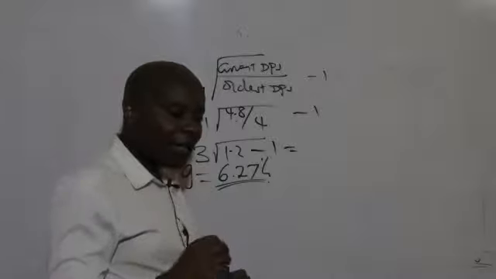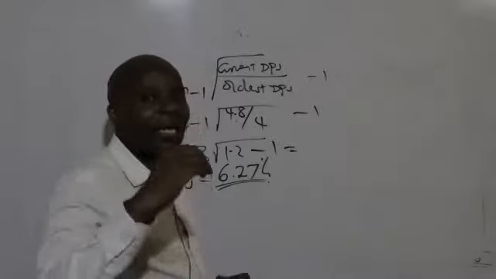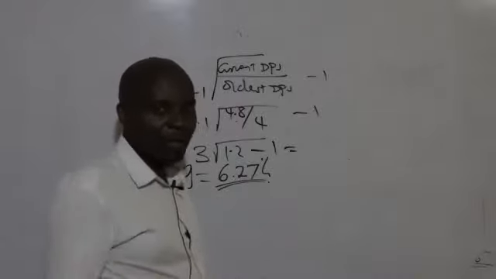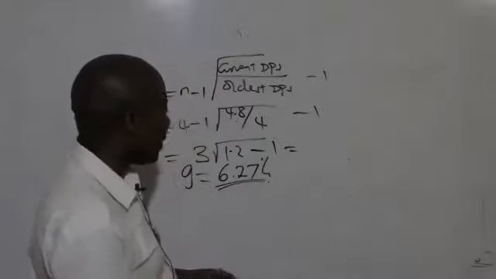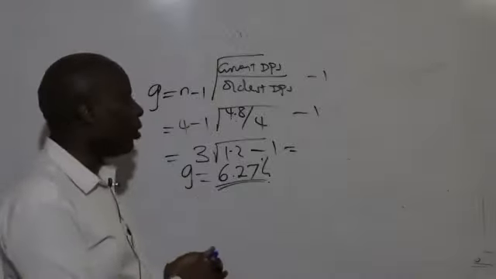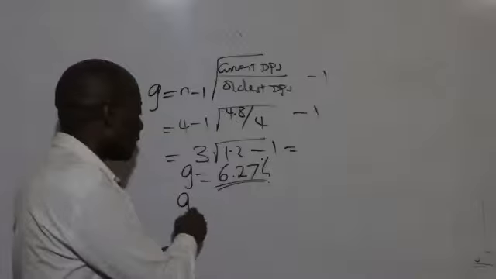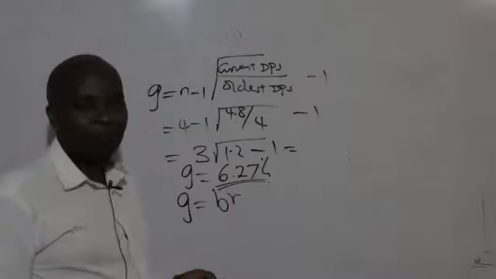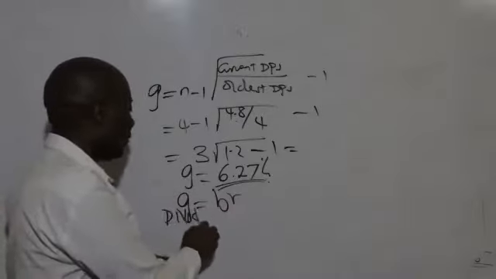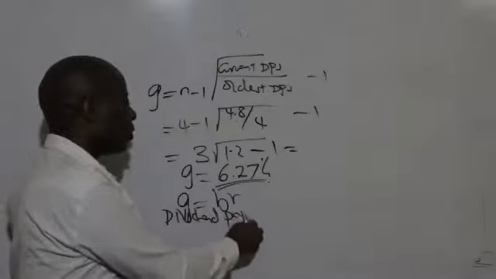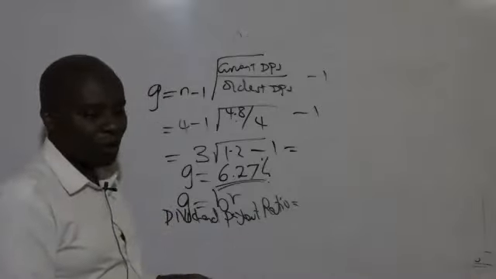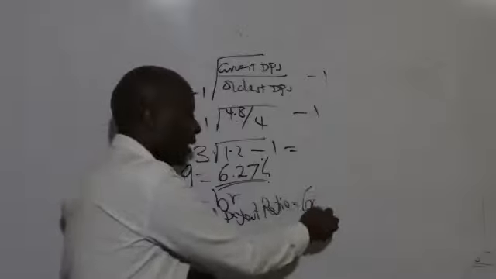But you see, after getting that particular growth rate, ladies and gentlemen, that is not yet enough. You have not arrived yet in Canaan. Why? Because the examiner is talking about a connection between your growth rate and return on investment. And the only connection that we know between the two is the one that tells us that G equals BR. And this examiner has given us the dividend payout ratio, which he says is 60%.